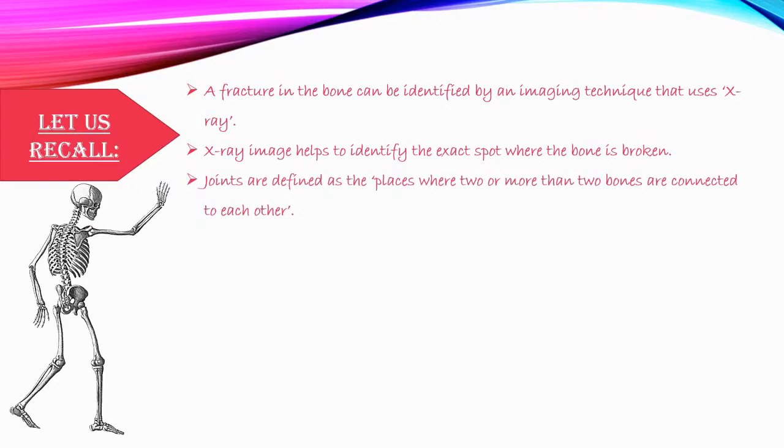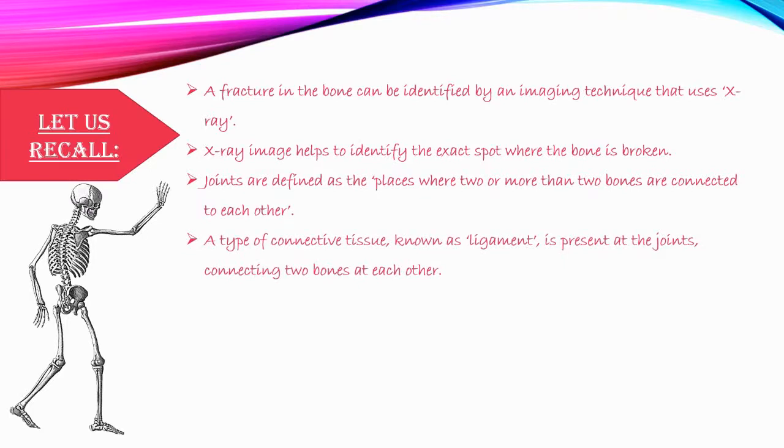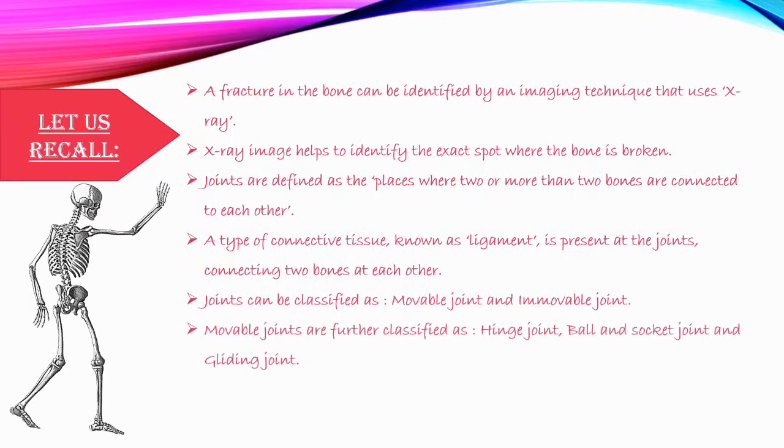Joints are defined as the places where two or more bones are connected to each other. A type of connective tissue known as ligament is present at the joints, connecting two bones to each other. Joints can be classified as movable joints and immovable joints, and we have studied about the movable joints. Movable joints are further classified as hinge joint, ball and socket joint, and gliding joint.